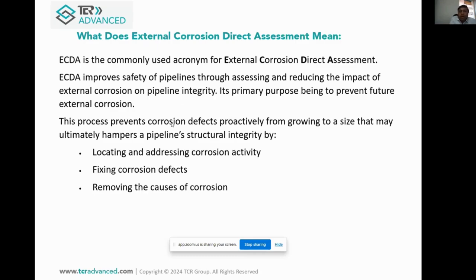So, what does external corrosion direct assessment mean? ECDA is a commonly used acronym for external corrosion direct assessment. ECDA improves the safety of pipelines by assessing and reducing the impact of external corrosion on pipeline integrity. Its primary purpose is to prevent future external corrosion. This process proactively prevents corrosion defects from growing to a size that may ultimately hamper a pipeline's structural integrity by locating and addressing corrosion activity, fixing corrosion defects, and removing the cause of corrosion.